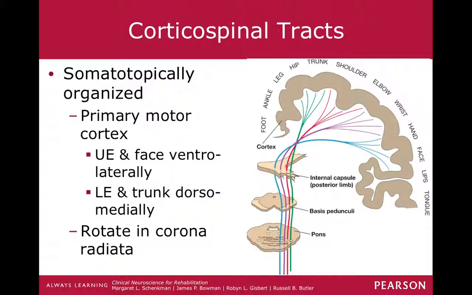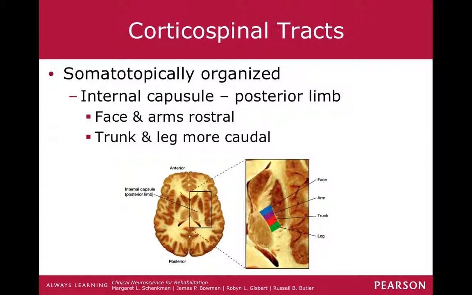Their axons then rotate as they pass through the corona radiata. In the internal capsule, these axons descend through the posterior limb of the internal capsule, with the axons which eventually will innervate the face and arms being more rostral, that is, closer to the genu, and those that innervate eventually the trunk and legs are more caudal.